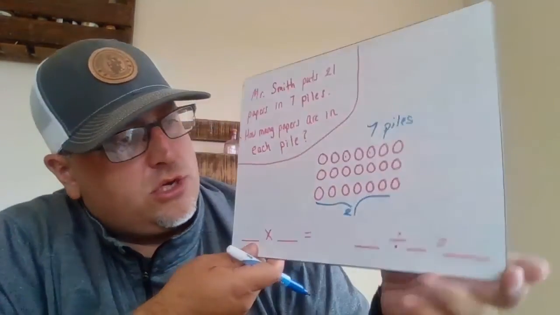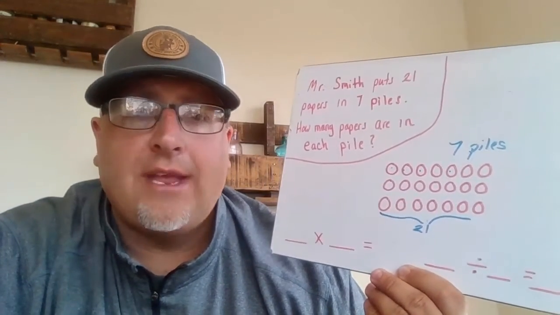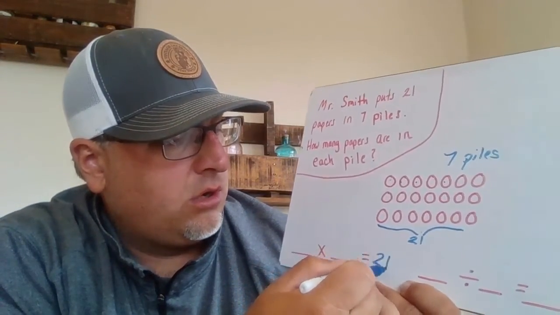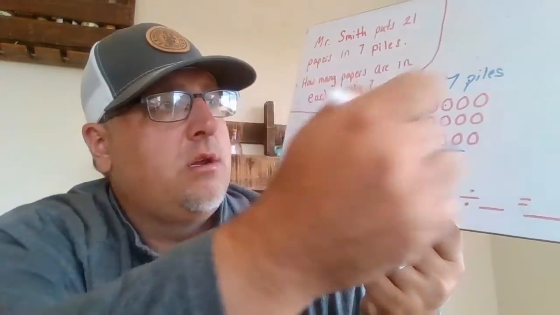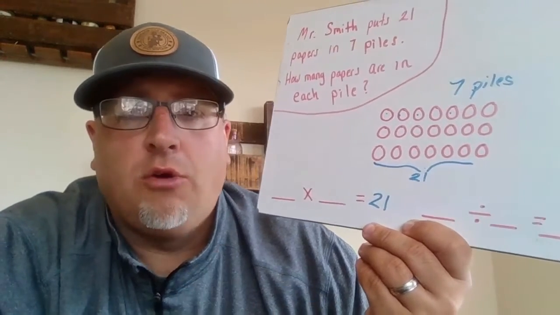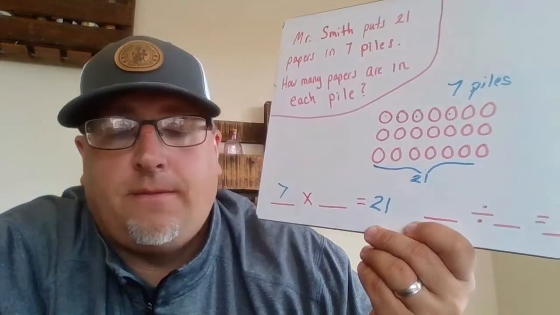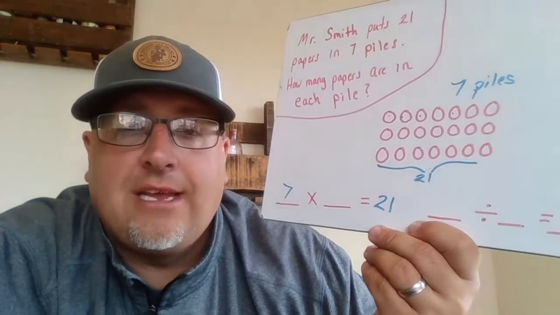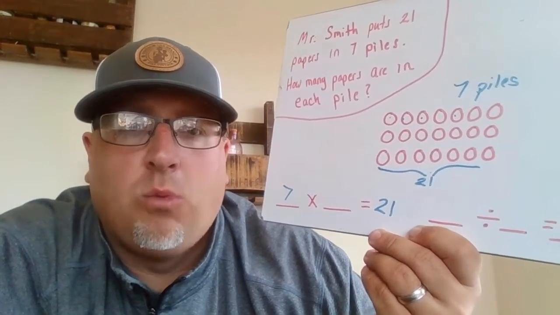So what they gave us in terms of a multiplication problem is this. They gave us the total. They gave us the product already. The product is 21. We know that there's 21 papers total. So we have the answer already. We know how many are in each pile? Yep, there's 7 in each pile. So we're missing 7 times something is going to give us 21.